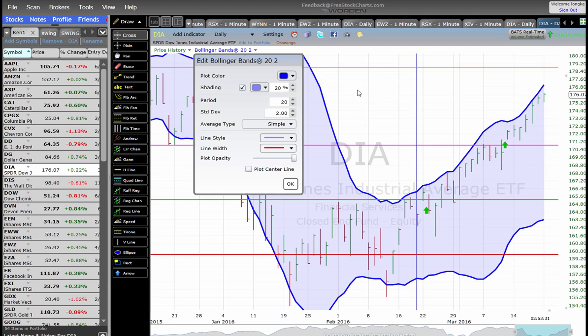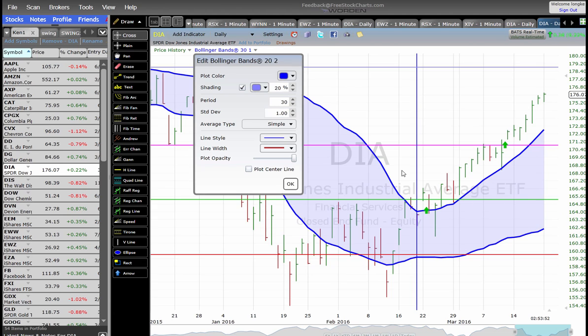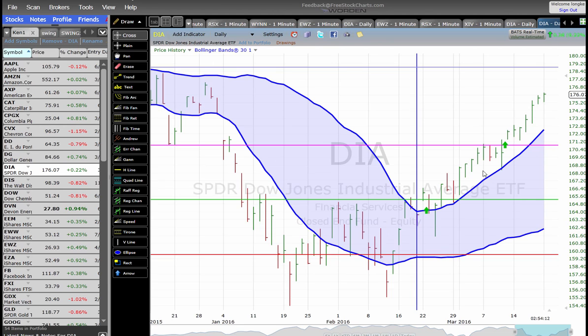So what that gives me is a nice lightly shaded region, but a strict boundary. If we want this to be 30 and 1. So that gives us the river. If we plot the center line, it will show up as the default setting, but I'm going to make the Bollinger Band mean, which is a simple 30 period moving average. I want to make that red, so I'm not going to show that on this one. So that gives us the river.